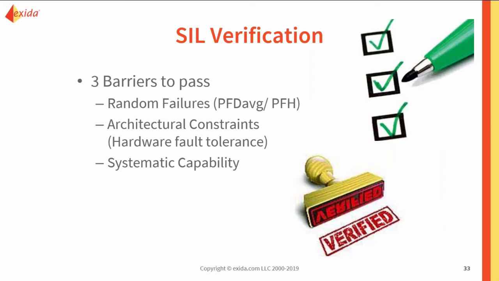We also want to consider SIL verification. I'm just going to briefly mention the 3 barriers that you need to pass for SIL verification. IEC 61508 and 61511 talk about these 3 barriers, or the kind of hurdles you need to achieve for compliance with the standard. You need to consider random failures, or your failure rates, your PFD average calculations, your architectural constraints or your hardware fault tolerance, and your systematic capability.